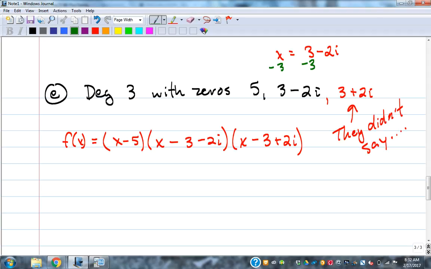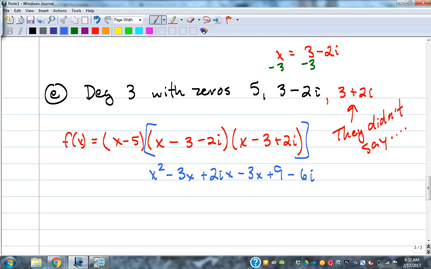All right, now the hard part is multiplying the complex things together. But it's just the distributive property. If you think about it that way, it's not that bad. So I'm going to distribute x: x squared minus 3x plus 2ix. And then I'm going to distribute the negative 3: minus 3x plus 9 minus 6i.